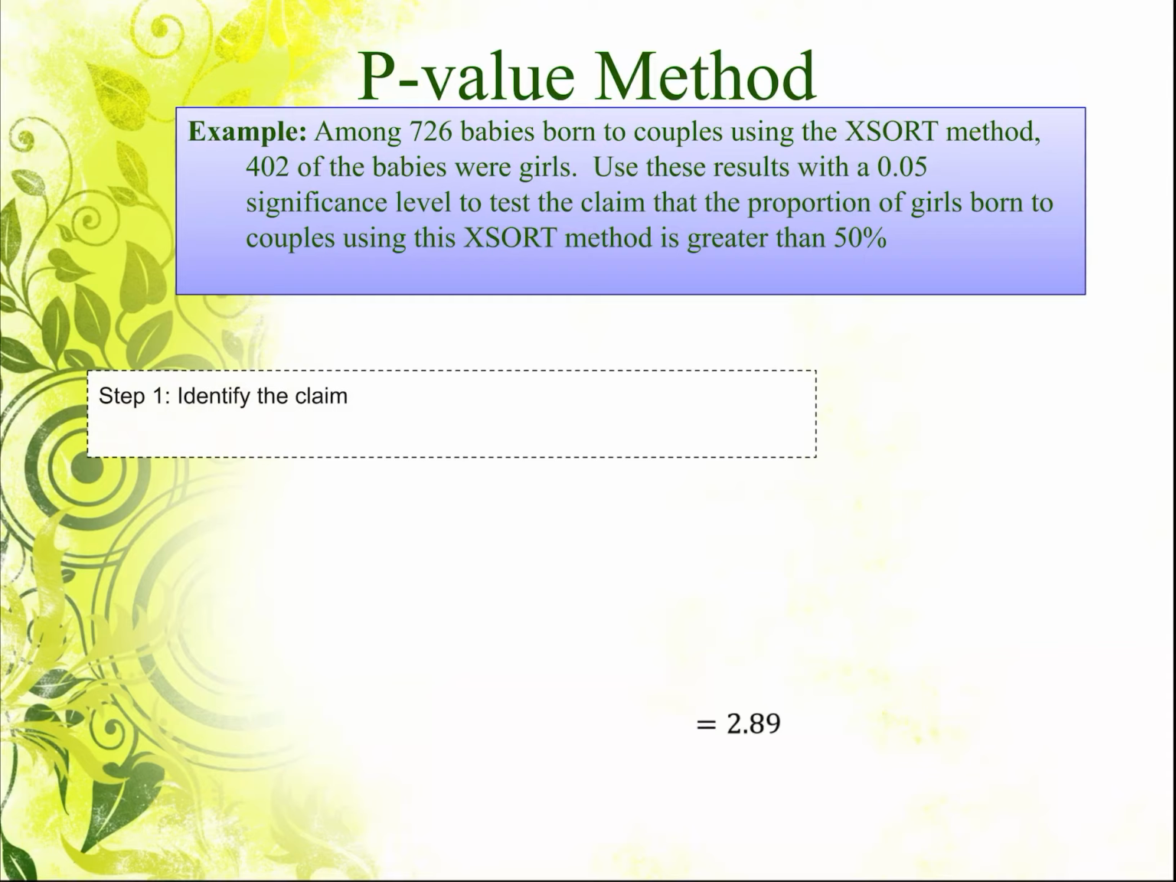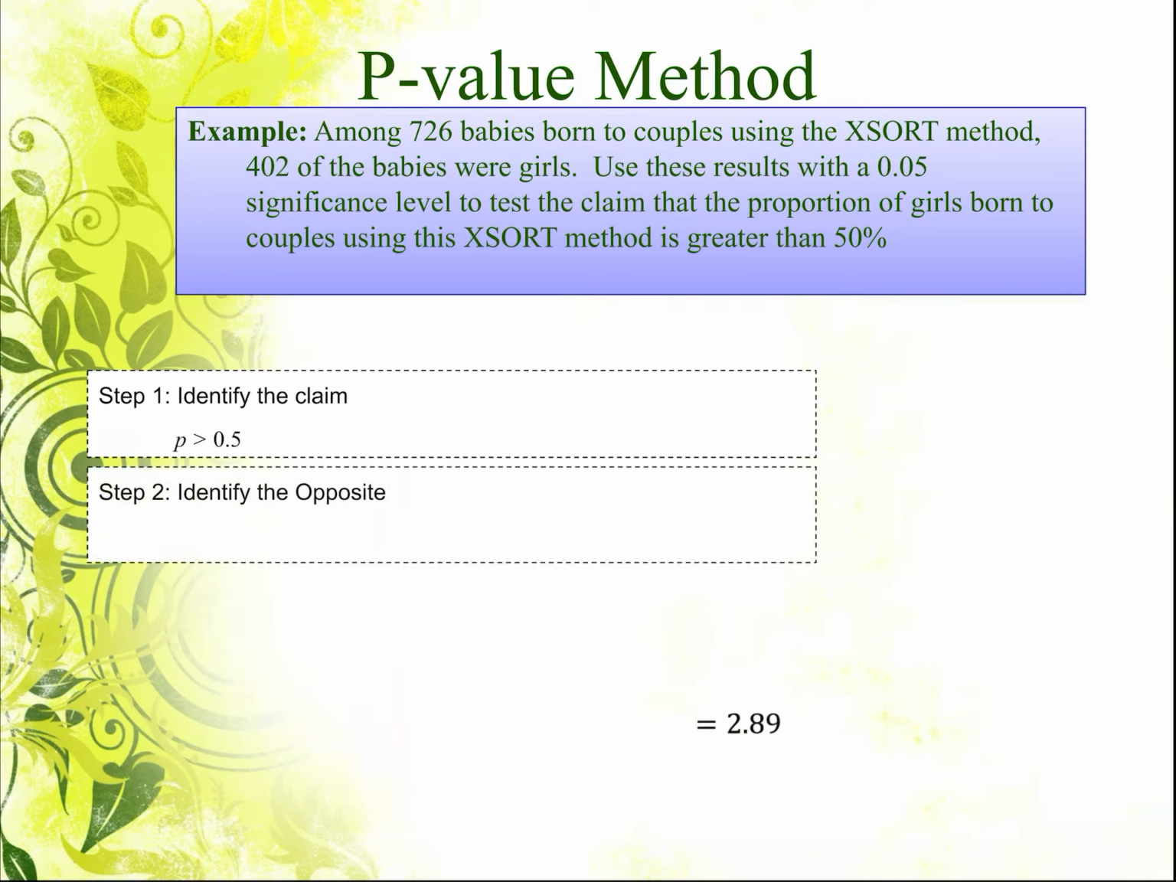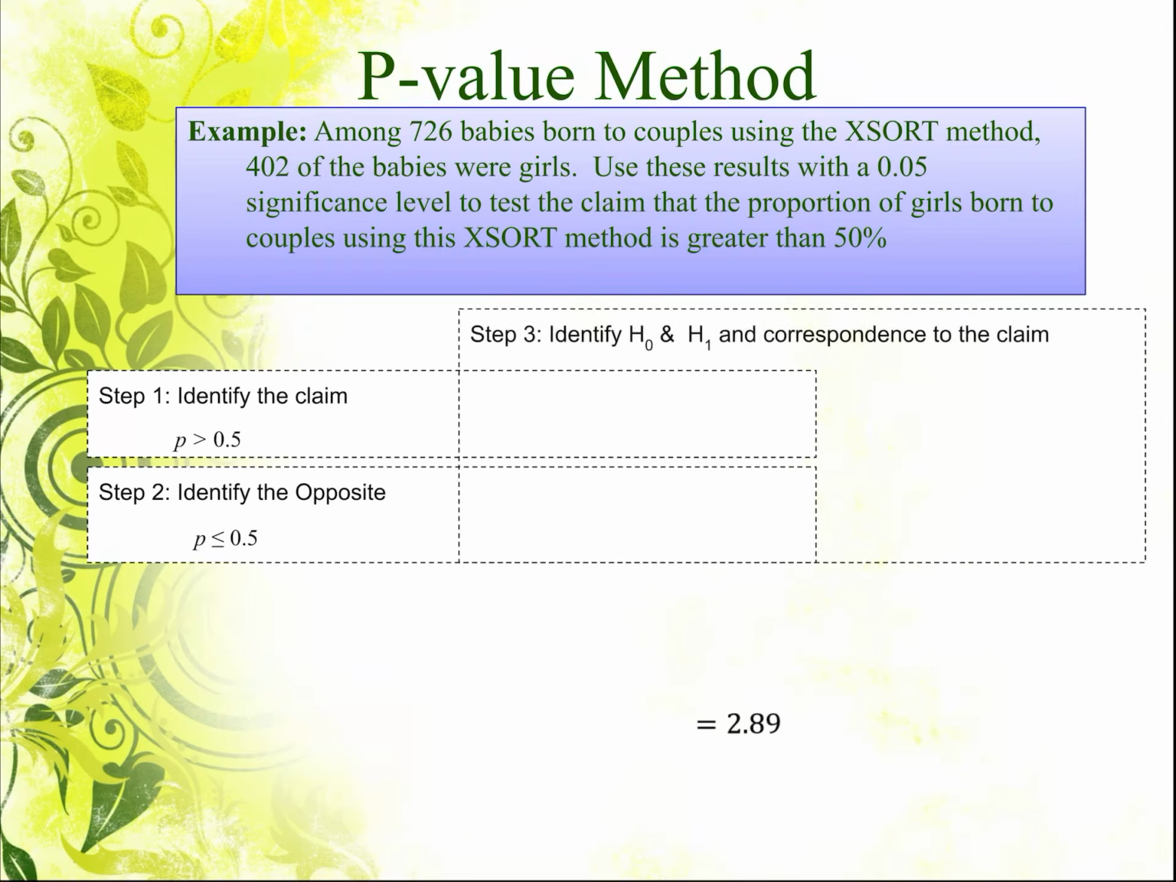Okay, first step. Write these steps down. These steps are going to be the same for all of the problems that we're going to do. First step, identify the claim. The claim is that the proportion of girls born to couples using this method is greater than 50%. So p is greater than 50%, or 0.5. Second thing we want to do is identify the opposite of the claim. So the opposite of p is greater than 0.5 is p is less than or equal to 0.5.